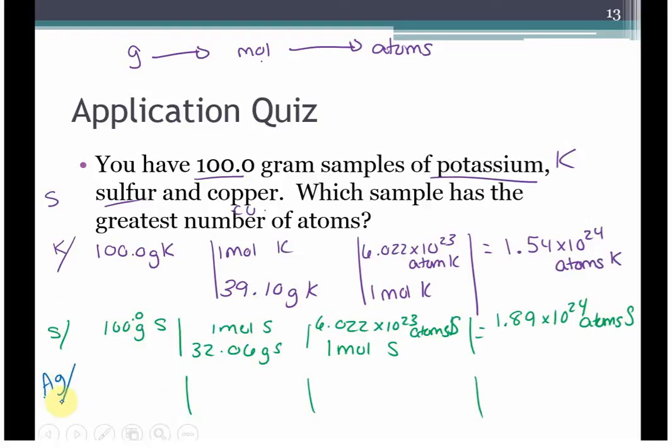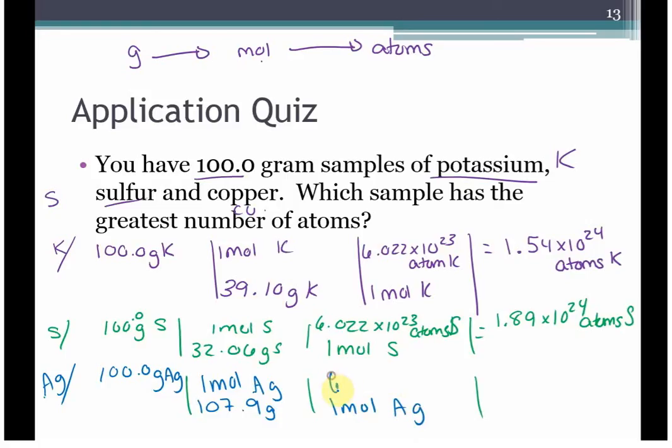Let's do silver. If we did silver, having 100.0 grams of silver is going to give us 107.9 grams every time we have 1 mole of silver. And then every time we have 1 mole of silver, we get 6.022 times 10 to the 23rd atoms of silver.